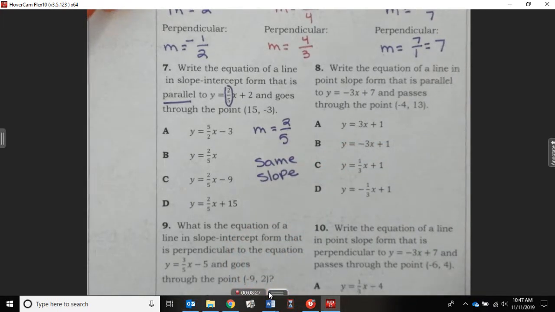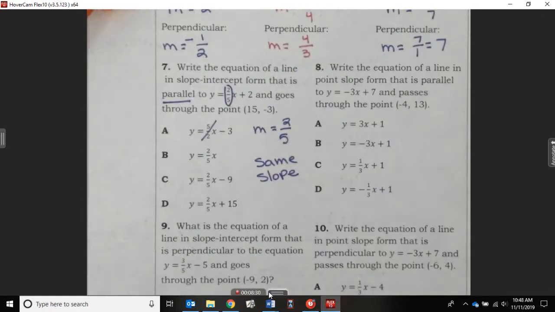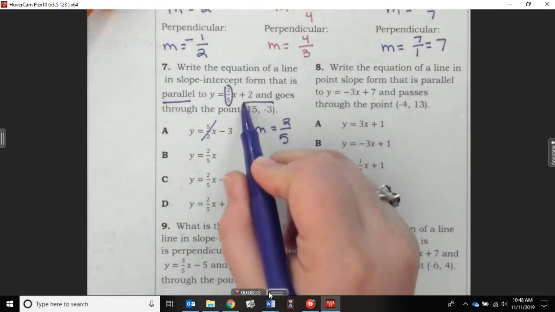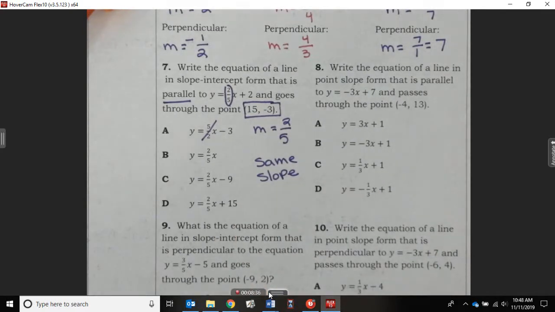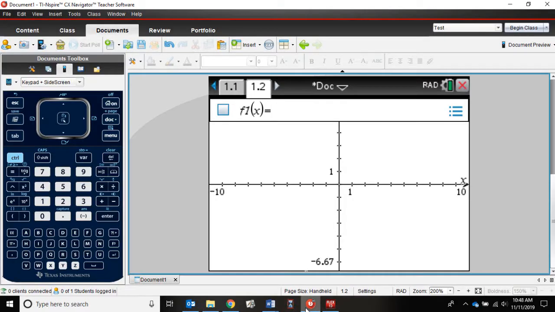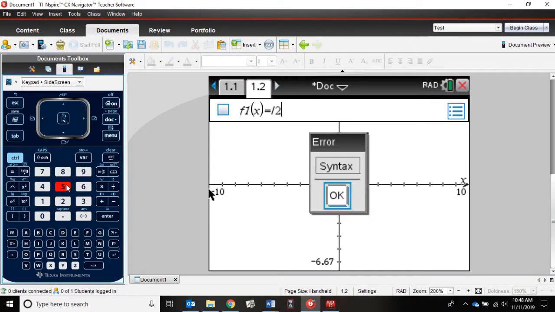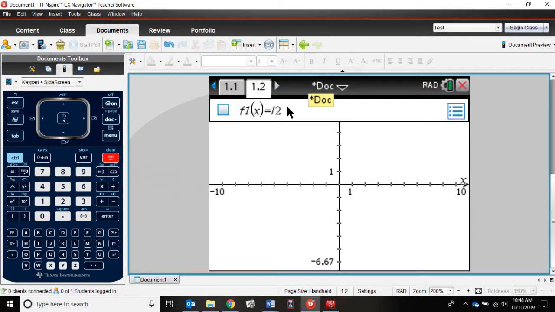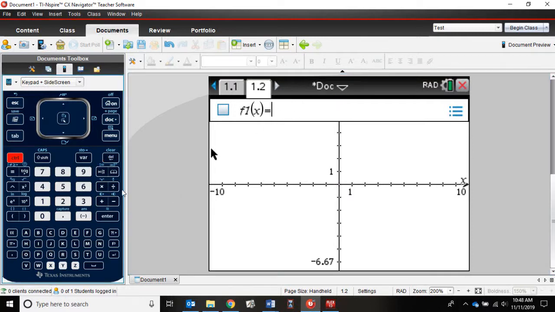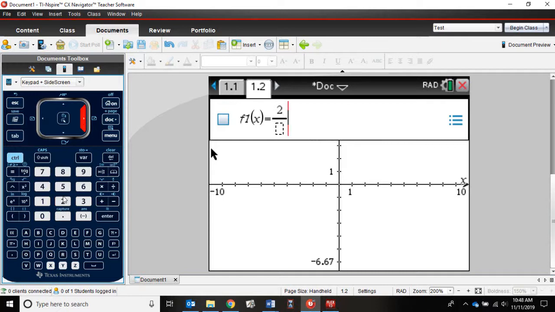So that means I can eliminate answer choice A because that is not the correct slope. All right, but I also need to make sure that this line goes through the correct point. So if we go to our calculator and I go to a graph page and I type in an equation, let's start with B, that is 2 over 5x. Oops, did that wrong. Control divide, there we go. 2 over 5x. I still did that backwards. There we go. 2 over 5x, and I hit enter.